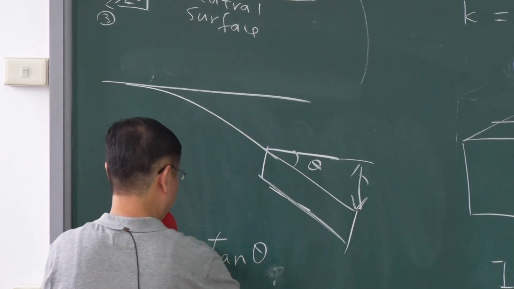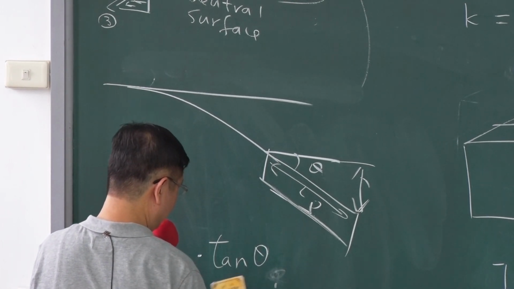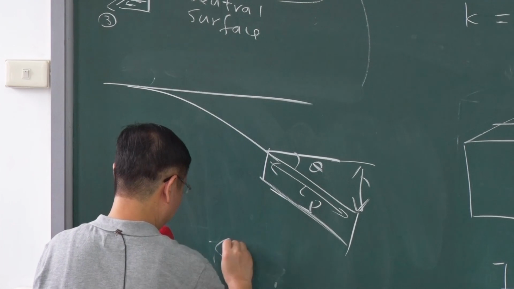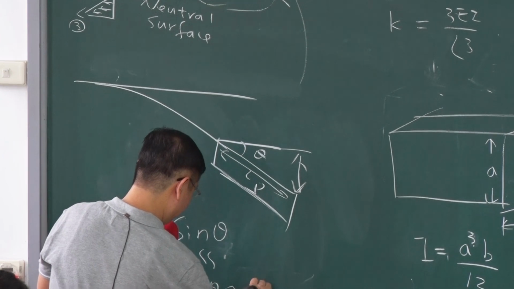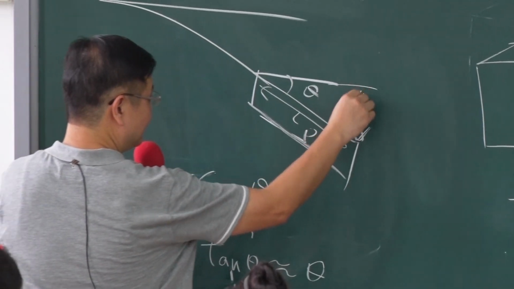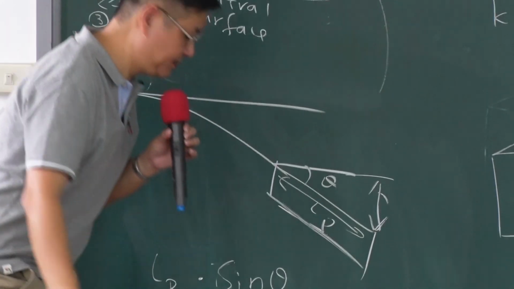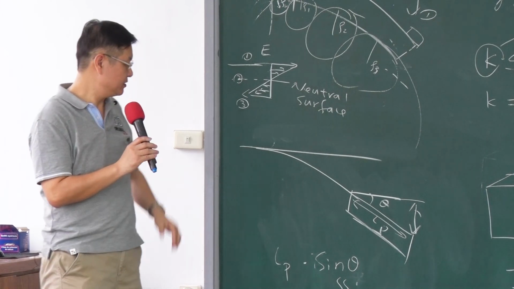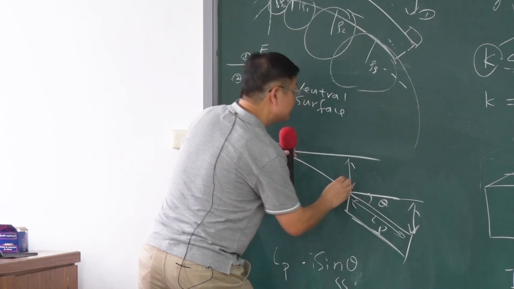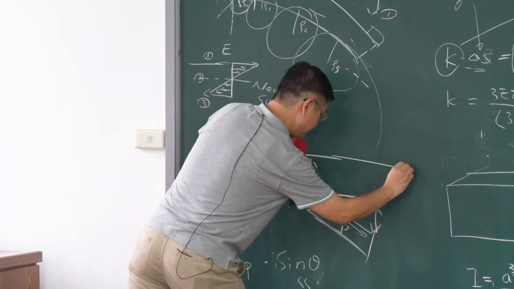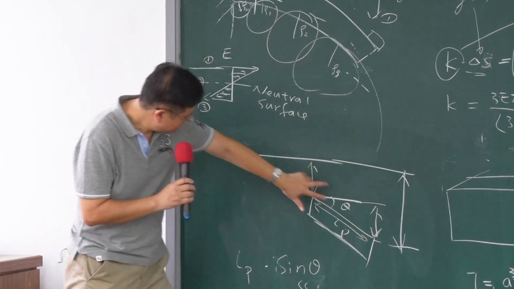Tangent theta times that length. Actually, it would be better to write it as sine theta, but sine theta is proportional to tangent theta. It's similar to theta. So this final distance will be tangent theta, theta times LP. Is it clear? So your total deflection will be this one plus this one, together.